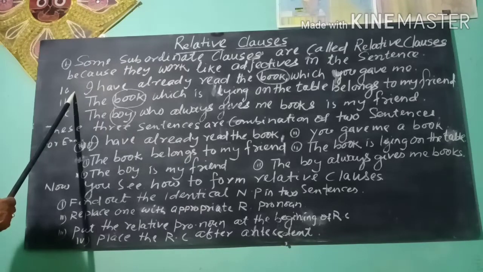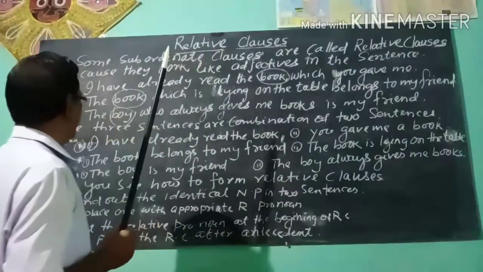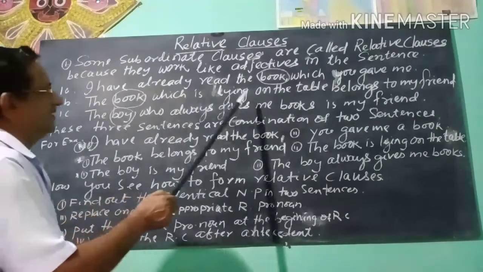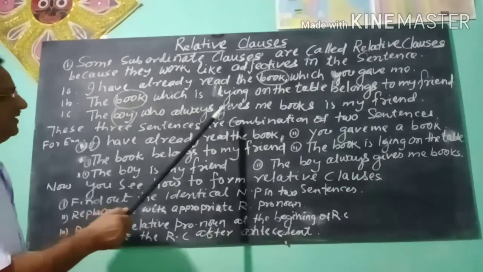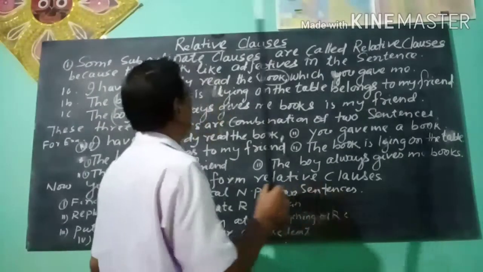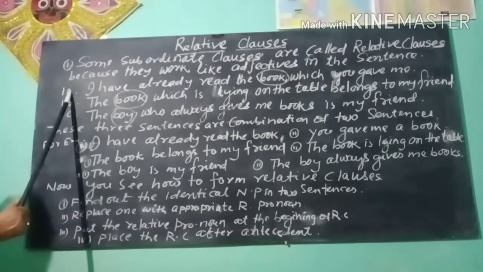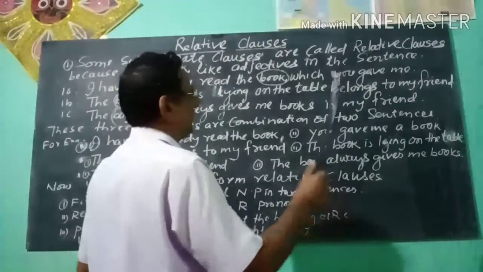Look at the blackboard and watch carefully. 1a. I have already read the book which you gave me. First sentence. Sentence 1b. The book which is laying on the table belongs to my friend. 1c. The boy who always gives me books is my friend. These three sentences, 1a, 1b, 1c, are combinations of two sentences.